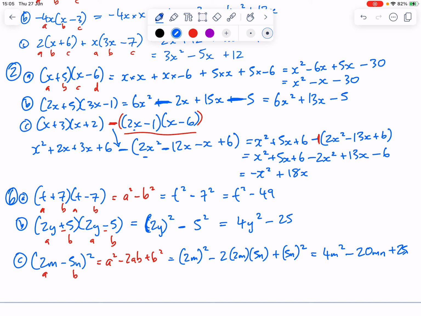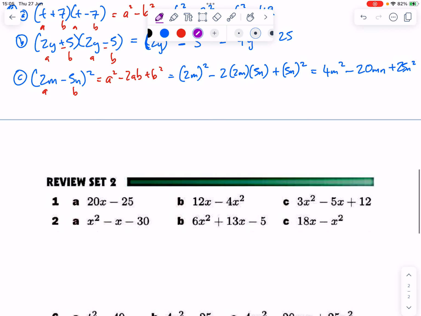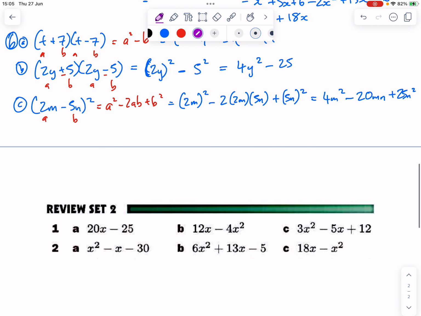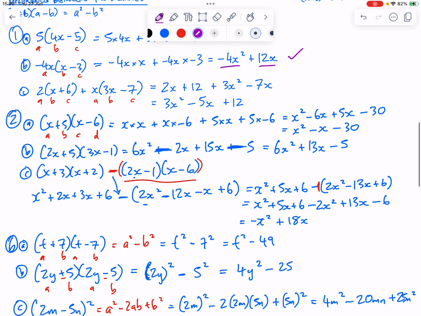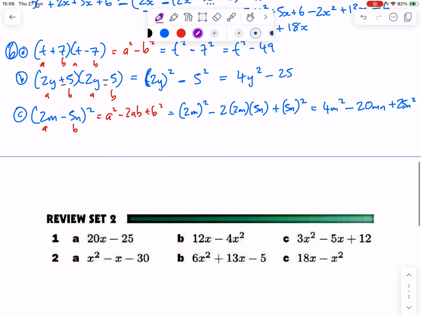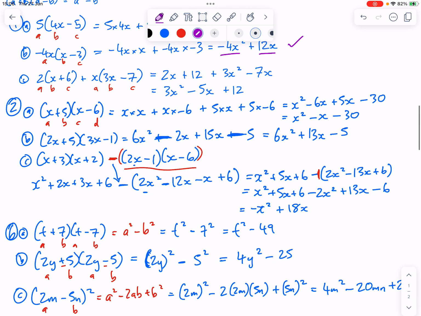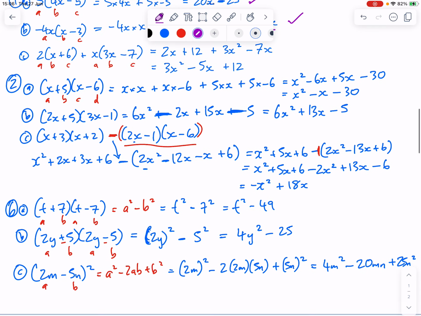Let's check these answers. Let's check it with purple. Answers are here. 20x take 25. Tick. 12x take 4x squared. Positive 12x, negative 4x squared. That's correct. The order is just slightly different, but they're all the same thing. Because is that a negative 4x squared? Yes. Is that a positive 12x? Yep. So they're the same. Exactly right. 3x squared take 5x plus 12.